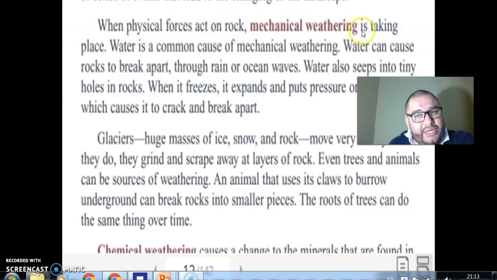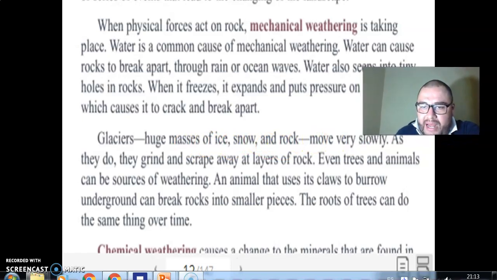Mechanical weathering is taking place. Water is a common cause of mechanical weathering. Water can cause rocks to break apart. The glaciers, huge masses of ice, snow, and rock, move very slowly, and as they do, they scrape away layers of rock. Even trees and animals can be sources of weathering.